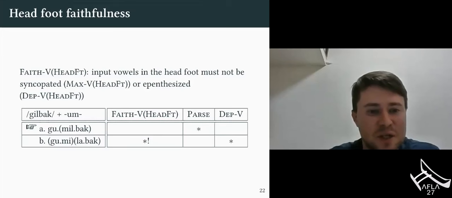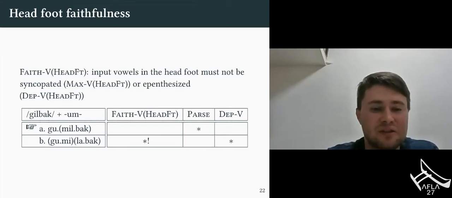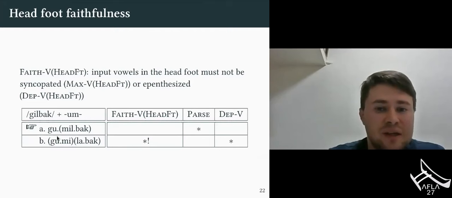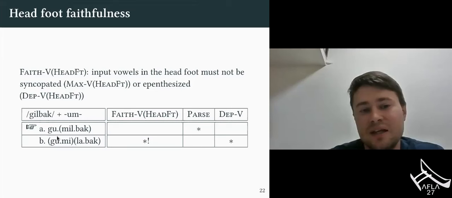But so we need a way to preserve the faithfulness of the input initially, and not epenthesize it, because on the output we do not pass that the initial syllable, right? So something that ranks higher than pass.